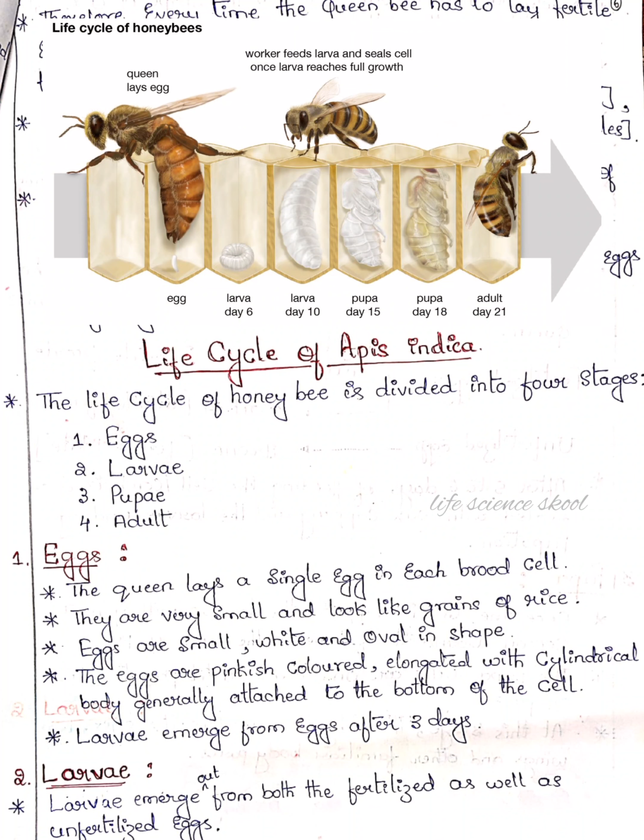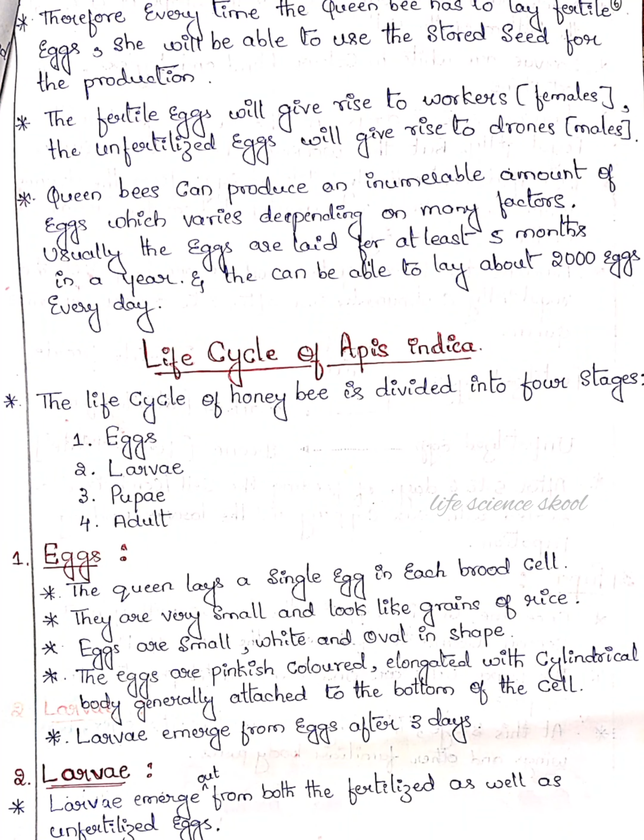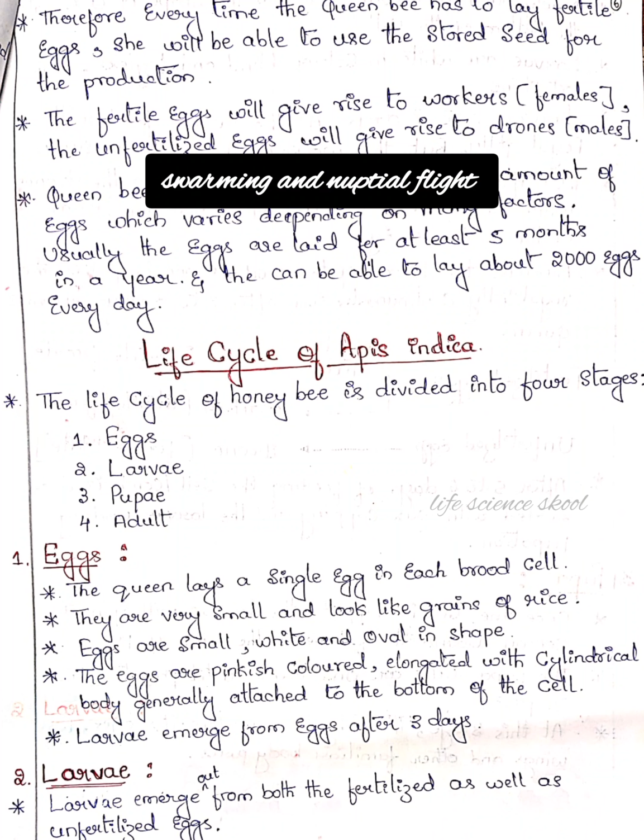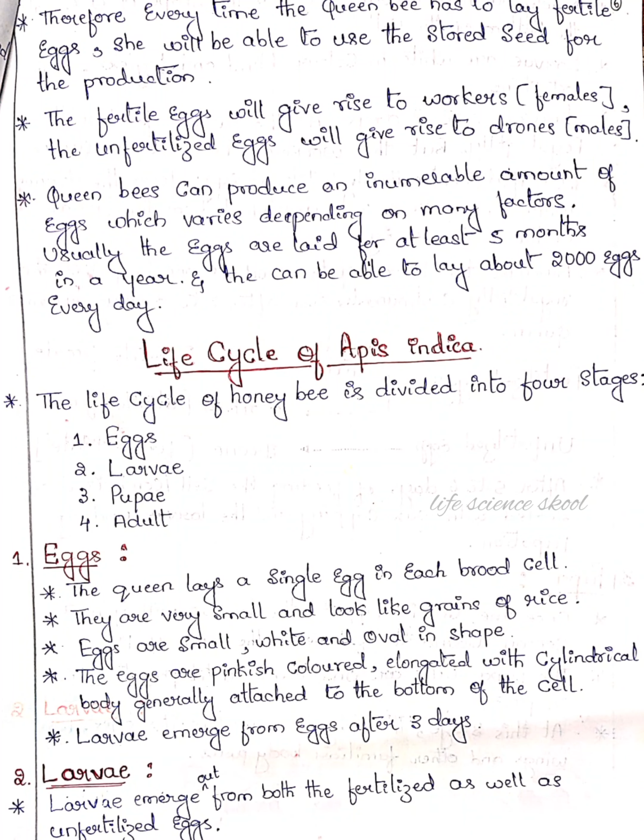Moving on to the second stage, that is the larval stage. The larva emerges from both fertilized as well as unfertilized eggs. As I said in the previous video, the queen lays fertilized eggs as well as unfertilized eggs. If you didn't watch that video, you can watch it, as it will help you understand what swarming and nuptial or marriage flight are. The fertilized eggs give rise to workers, the female ones. The unfertilized eggs give rise to drones, the male ones. So the larva emerges from both fertilized and unfertilized eggs.